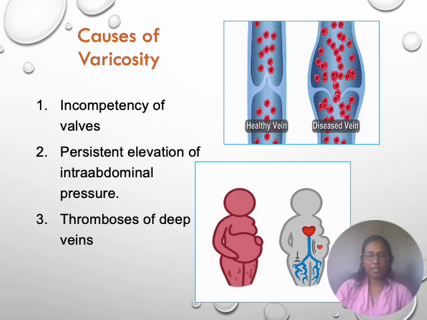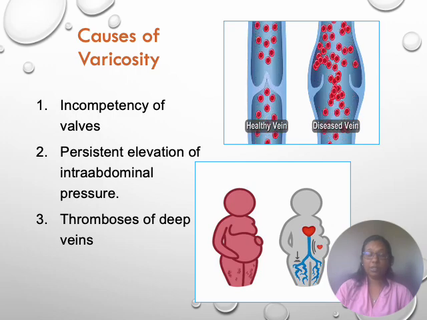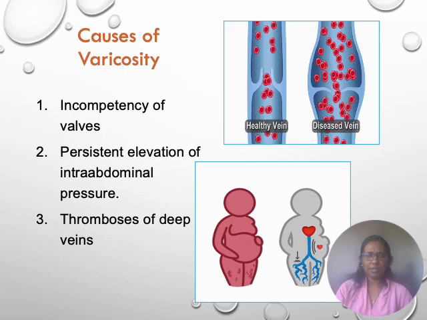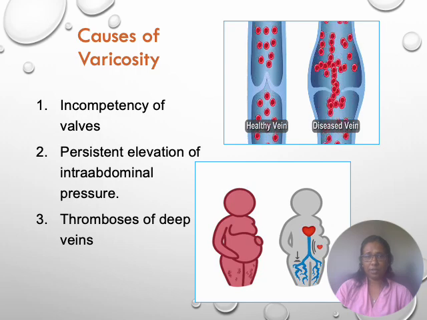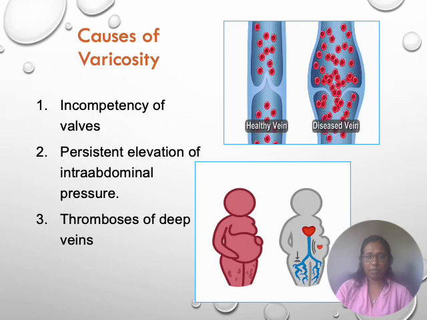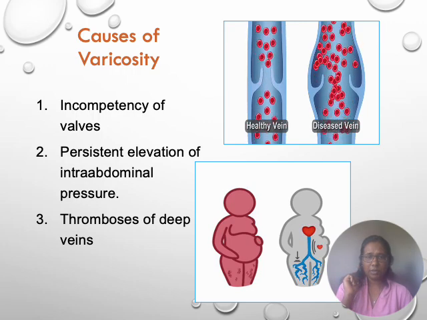Now, we have learned what varicose veins are and what the risk factors are, right? Now, let us learn a little bit about the pathology, how it is happening. So, first and foremost cause for the occurrence of varicose veins is incompetency of the valves. In the picture I have put up in the upper part, have a look at it.